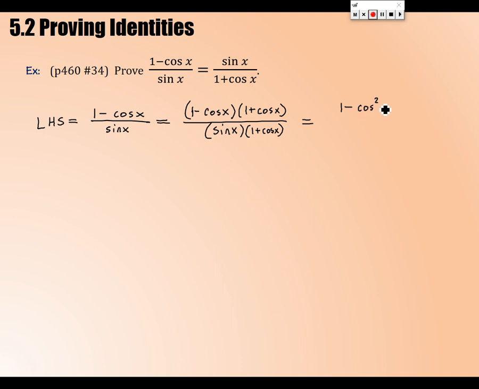So you get 1 minus cosine squared up top. And on the bottom, we'll just leave this as it is. How's this? Is this feeling good? On top, we get sine squared. And one of the sines goes away, yielding the result, the right side.